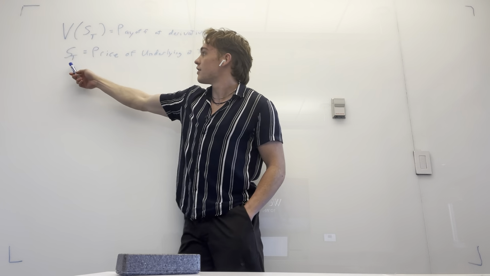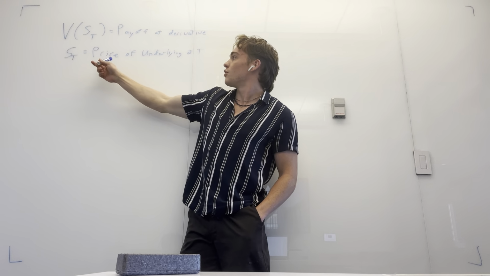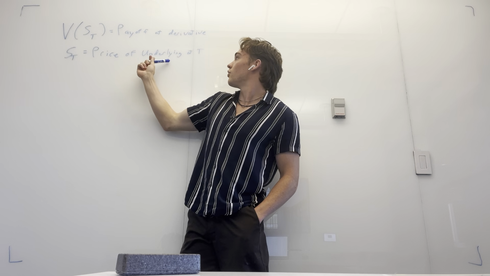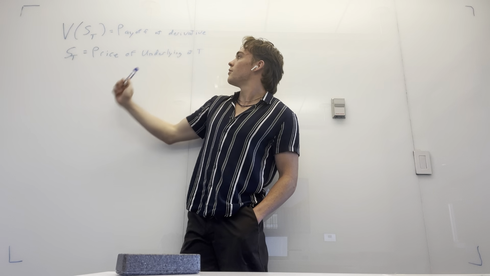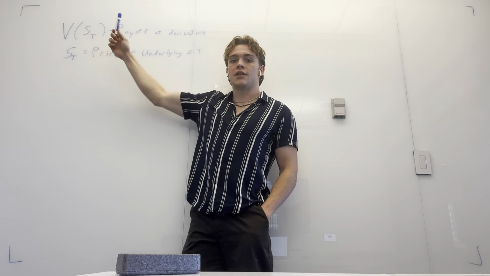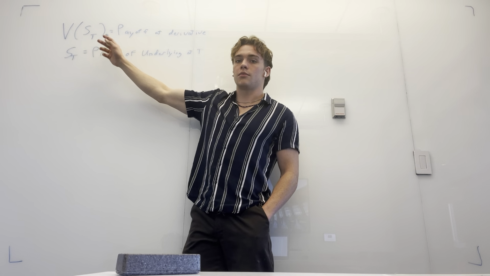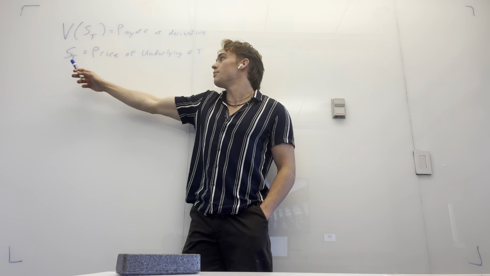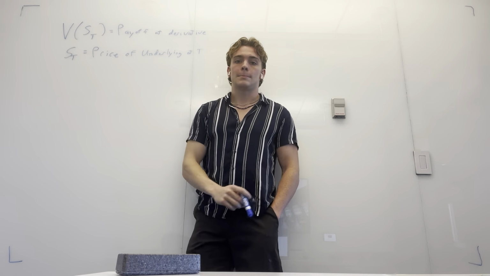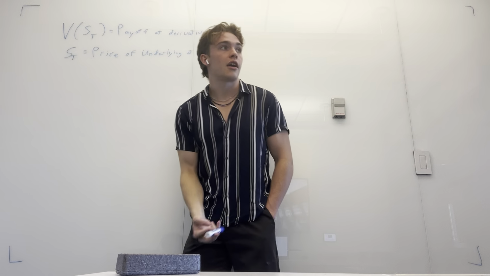And then in this case, S sub t is going to be the price of whatever the underlying is at time t. So our derivative pays out a certain amount based on some function of the price of some underlying thing that might be a stock or a commodity or something like that.